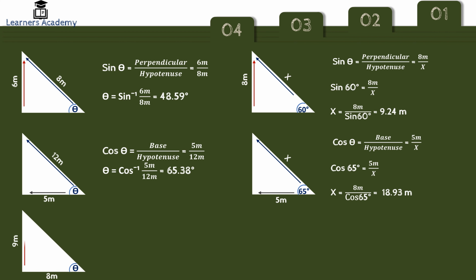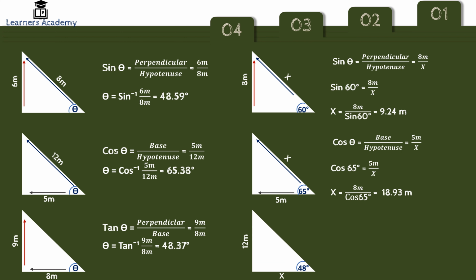In this problem, we are given perpendicular 9 meters and base 8 meters. Here we need to find the angle theta. We have learned earlier that the ratio of perpendicular to base is tangent theta, so by applying tangent theta, we can divide 9 meters by 8 meters. And then take the inverse of the tangent to get the angle of 48.37 degrees.